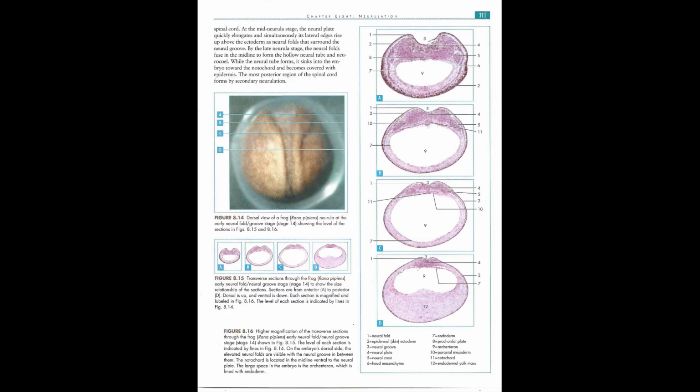At the mid-neurula stage, the neural plate quickly elongates and simultaneously its lateral edges rise up above the ectoderm as neural folds that surround the neural groove. By the late neurula stage, the neural folds fuse in the midline to form the hollow neural tube and neurocoel. While the neural tube forms, it sinks into the embryo toward the notochord and becomes covered with epidermis. The most posterior region of the spinal cord forms by secondary neurulation.